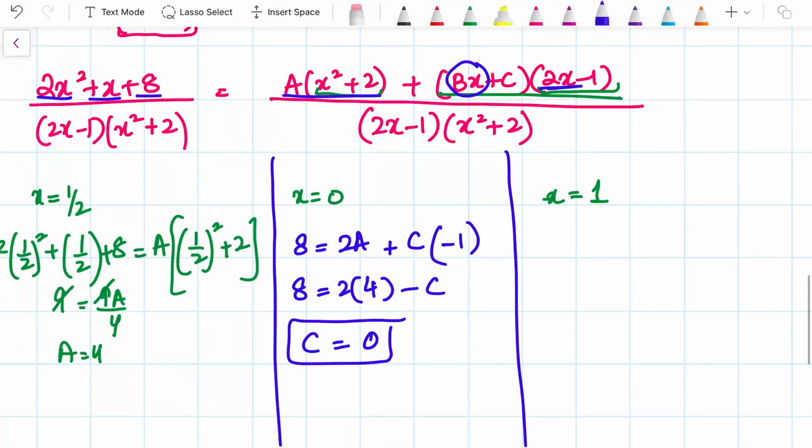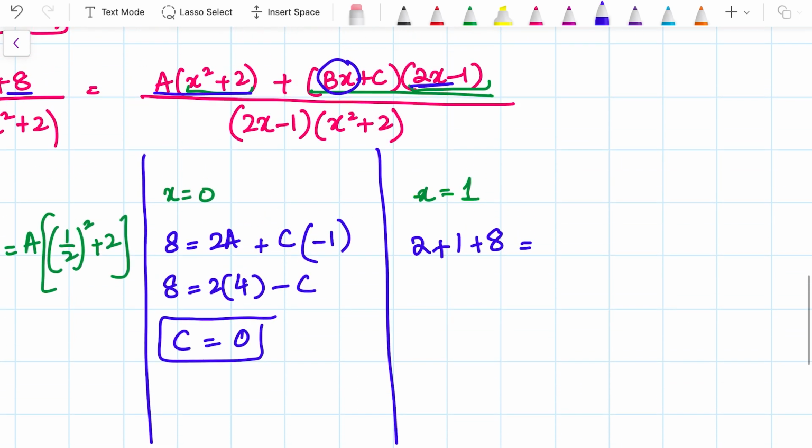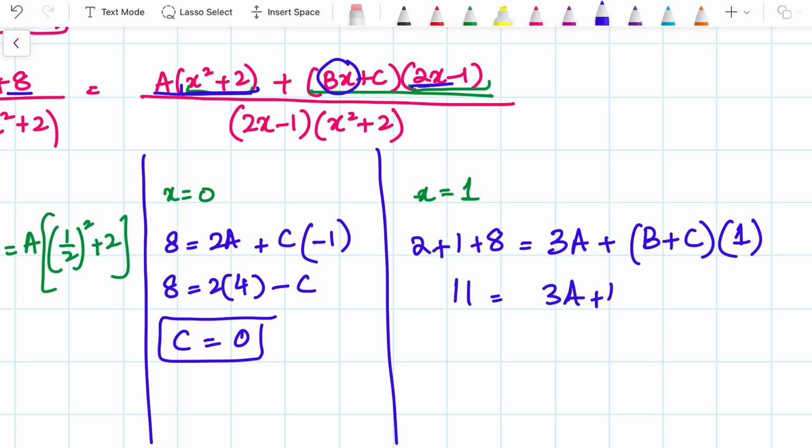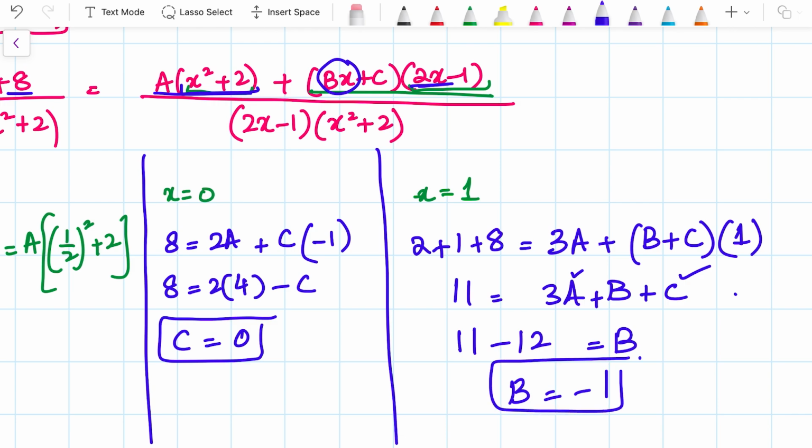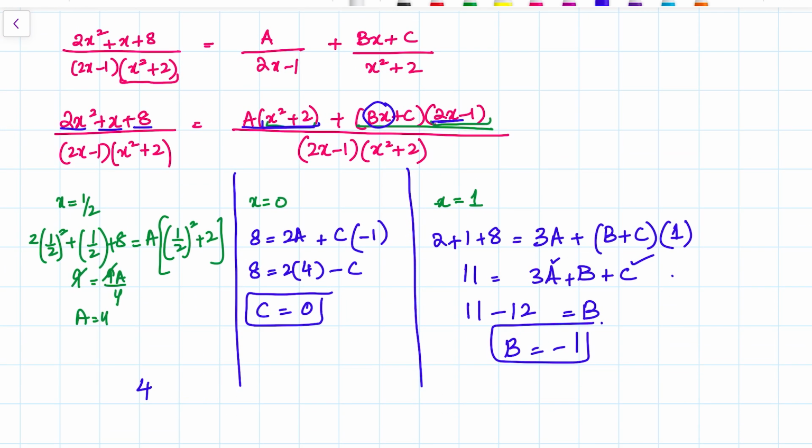Now let's input 1. 2 plus 1 plus 8 equals 1 plus 2 is a 3A plus B plus C. 2 minus 1 is a 1. Now 8, 9, 10, 11 equals 3A plus B plus C. C is 0, A is 4. So 3 into 4 is 12. So the value of B becomes minus 1. Let's input everything in the fraction again: plus minus x upon x squared plus 2.